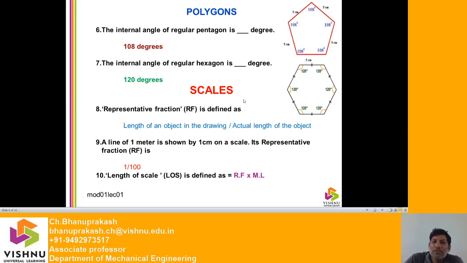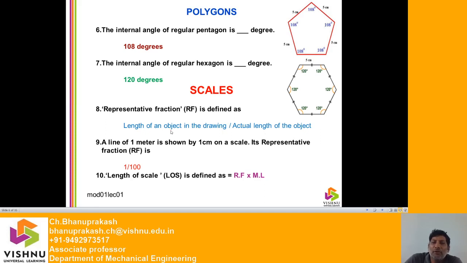Next one, scales. What is the representative fraction? Just define it. Generally, the representative fraction is the length of an object in the drawing divided by the actual length of the object. See here, this is the length of the object in the drawing. But what is the actual length of the object?